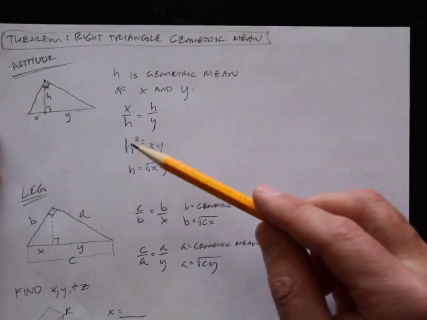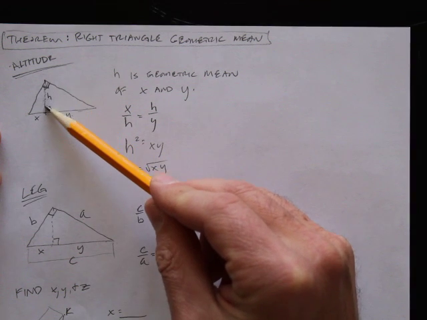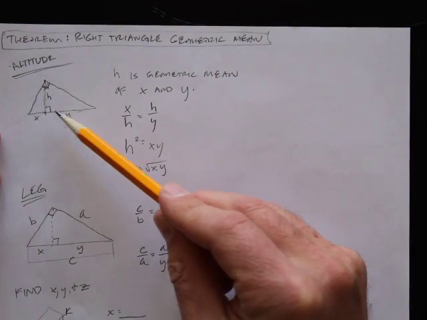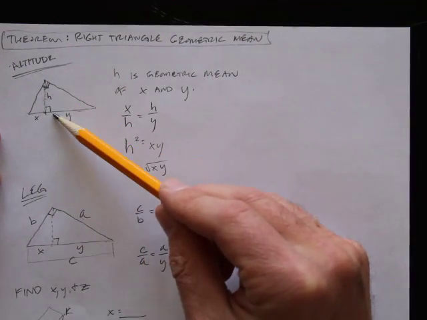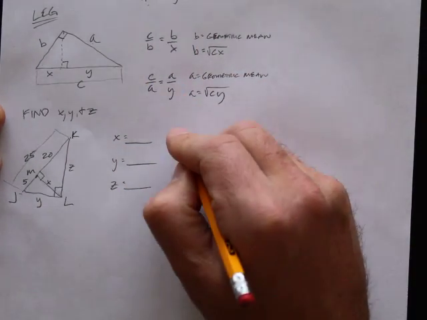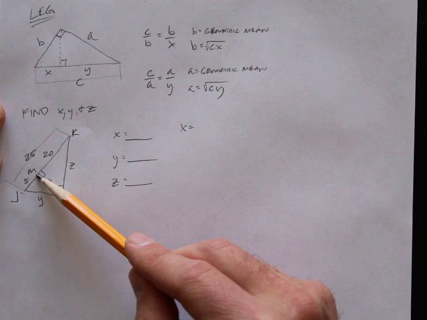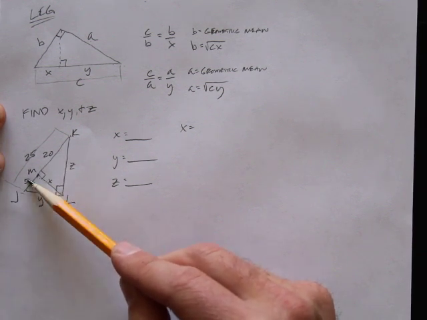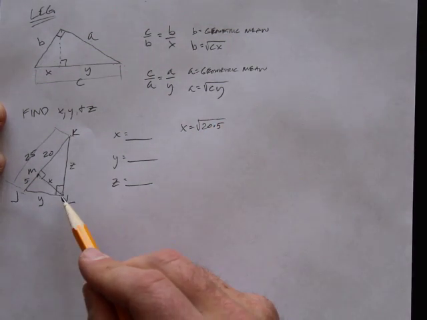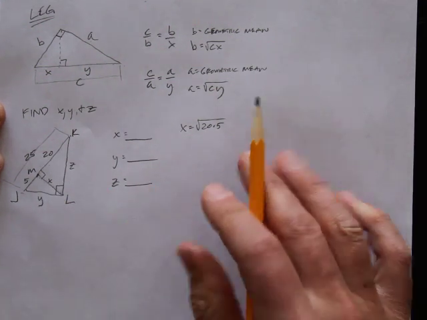And so if I look at this altitude, the altitude equals the square root of X times Y. So the altitude equals the square root of these two pieces of the larger hypotenuse. Okay, so this is the altitude, so that's x. X equals these two pieces multiplied by one another, and then I take the square root of that. So the square root of 20 times 5. That's going to get me x. That's my altitude. Those two pieces multiplied together, take the square root of those, I get that altitude.